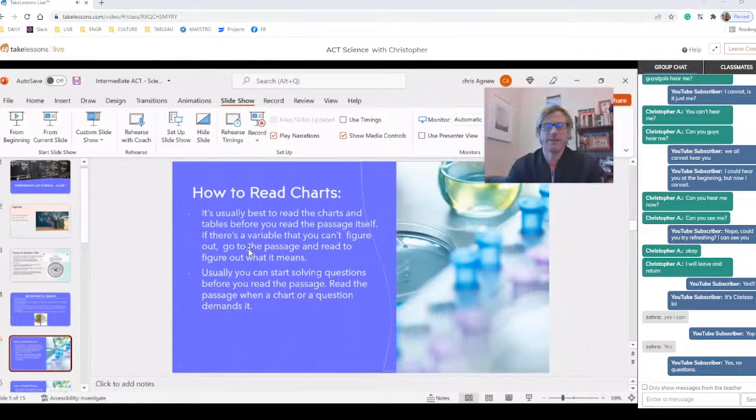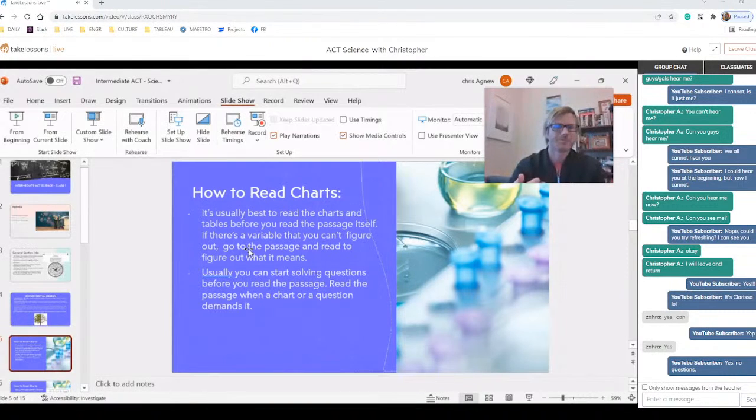Why is that? You can read the questions first and then try to answer from a chart, or you can read the chart first. At some point, very quickly into most of the science section, except for the ones that don't have charts, obviously, they're going to have you reading a chart. And if they're going to have you reading a chart, you might as well understand it.